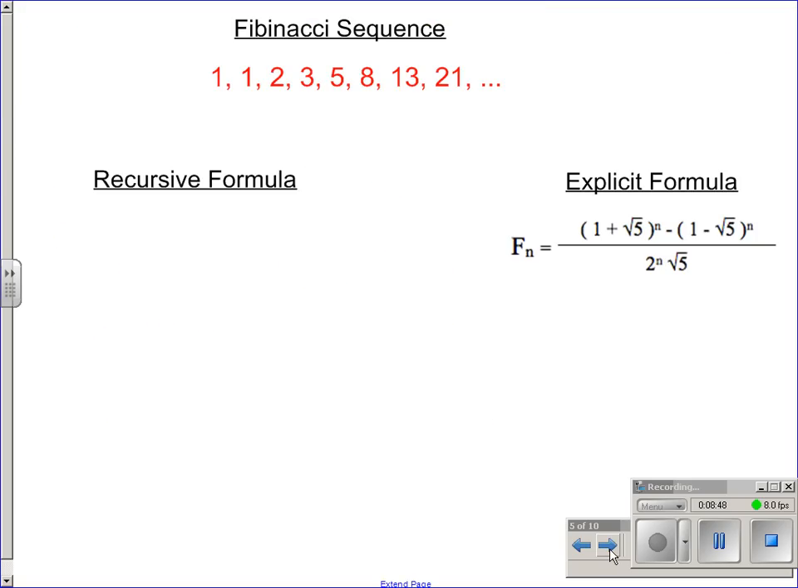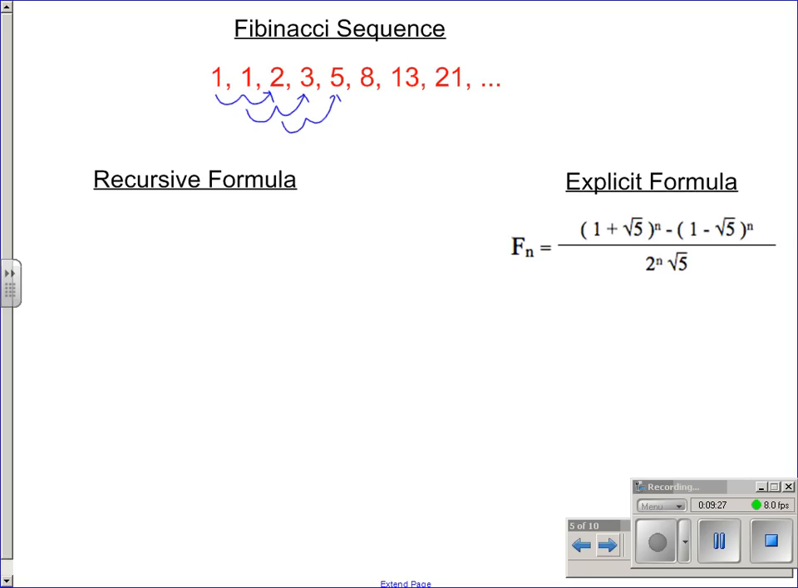A very famous example of this is called the Fibonacci sequence. The idea of the Fibonacci sequence is you take the 2 previous terms and add them up to get the next term. 1 plus 1 is 2. 1 plus 2 is 3. 2 plus 3 is 5. Okay, you're taking the 2 previous terms, adding them up to get to the next term. So we have talked about a recursive formula and an explicit formula for the Fibonacci sequence, and you can have both formulas for a sequence.